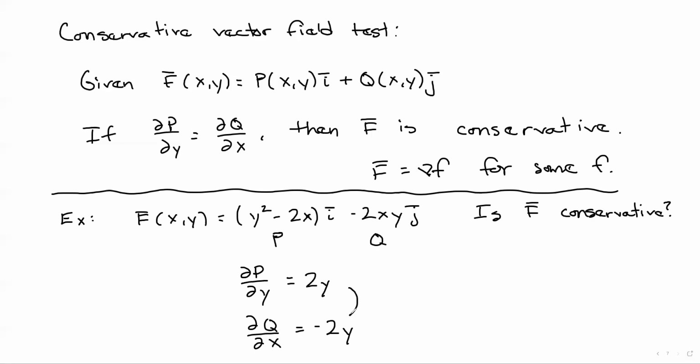And then the question is, are these the same? And the answer is no. So this is not conservative. All right, so what does that tell us? It tells us that for this vector field, you could not go through and find a lowercase f whose gradient gave you this result. Okay, so this is not conservative, so there is no lowercase f.